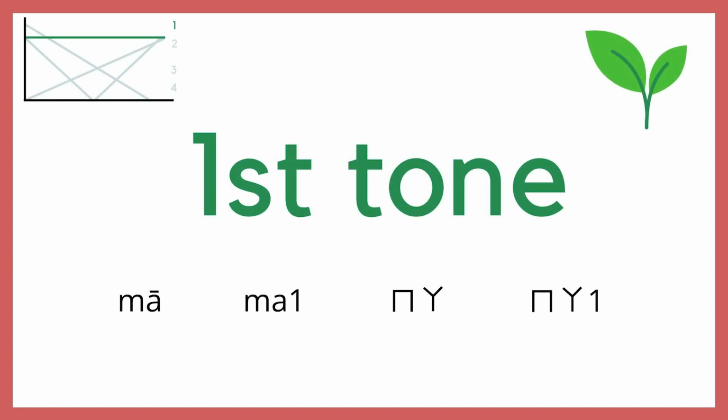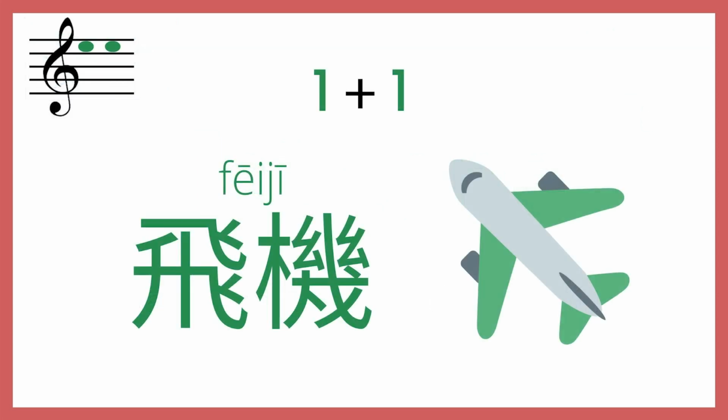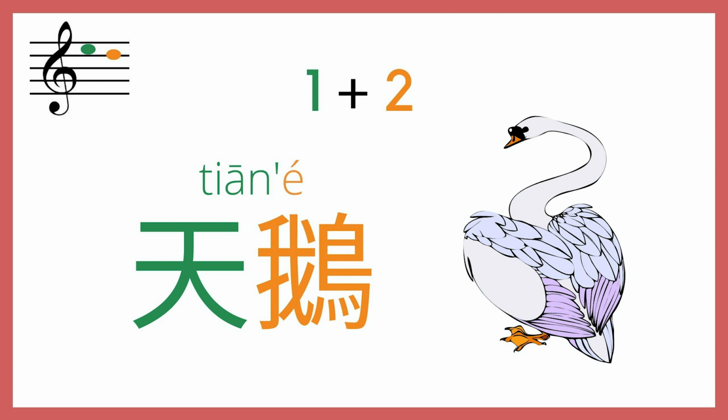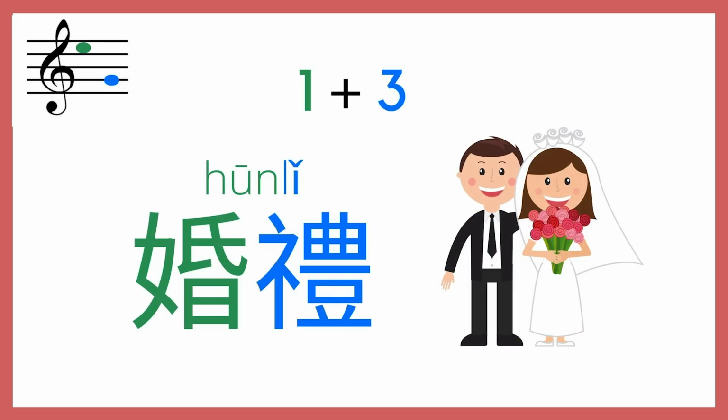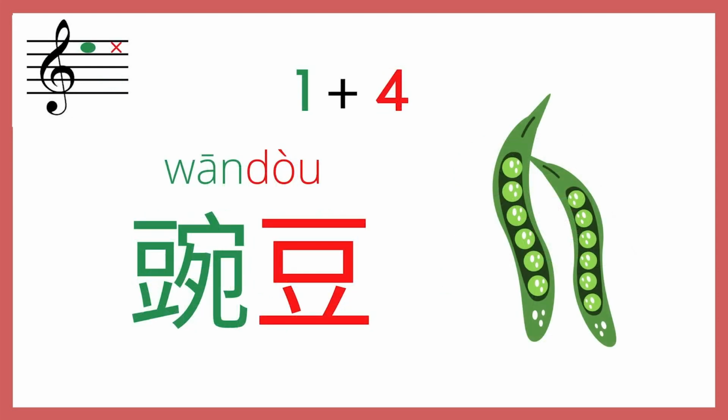Alrighty, let's take a look at tone combinations that start with the first tone. First, we have a first tone combination, which sounds like this. Mama. For an example of an actual Chinese word that uses this tone combination, here is 飞机, which means airplane. Next is the first tone, second tone combination. Mama. An example word is 天鹅, which means swan. For our 1-3 combo, mama, we have 婚礼, which means wedding. And for 1-4, mama, we have 豌豆, which means peas.